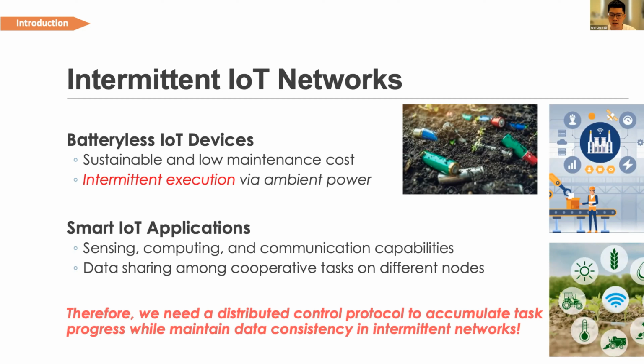Besides, the smart IoT applications running in a network can perform sensing, computing, and task communication, as well as sharing data and cooperating with each other on different nodes. They may also be executed concurrently to improve the performance. Therefore, to enable concurrent task execution in such a network, we not only need to maintain data consistency, but also need to accumulate progress achieved by the devices.